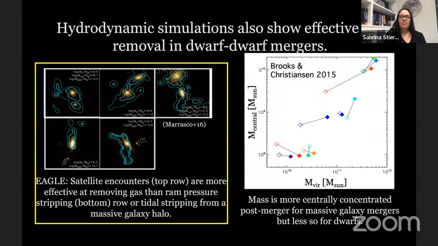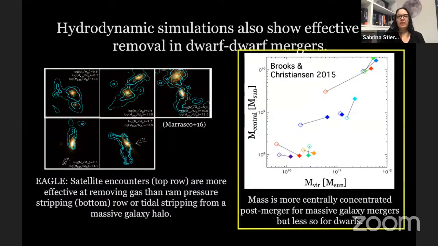This matches what some simulations have found. So here's an example from the Eagle simulation that shows that satellite encounters, interactions between two satellite galaxies, two dwarf galaxies for example, are more effective at removing gas and making these big gas envelopes than ram pressure stripping or tidal stripping by a massive halo. So these mergers between low mass things are very good at throwing out the gas.